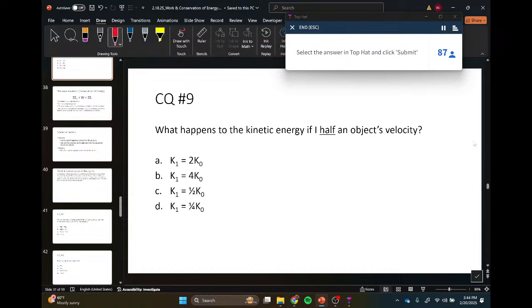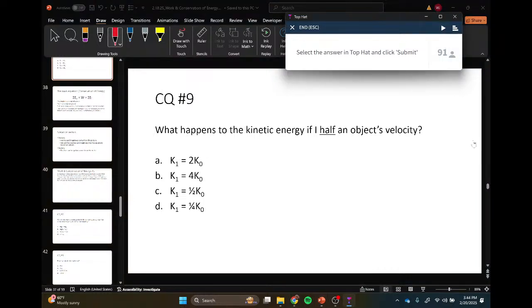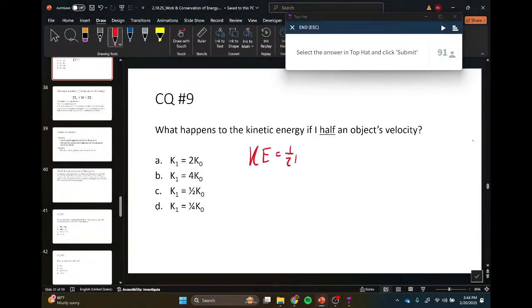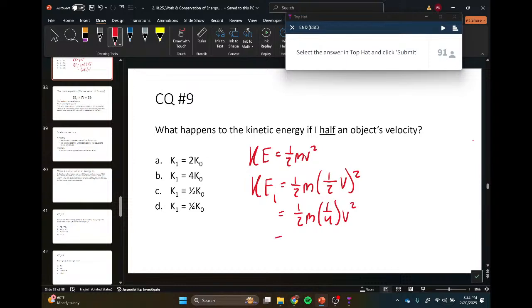All right, in 5, 4, 3, 2, 1. All right, so we just write the equation. Kinetic energy equals 1/2 mv squared. We say my new energy is going to be 1/2 m, but my velocity is now half. Put a half in front of it. You square it. 1/2 squared is 1/4. So I'll write that out. 1/4 velocity squared. Yank that thing to the front, and boom, it's 1/4 the energy because the half got squared.